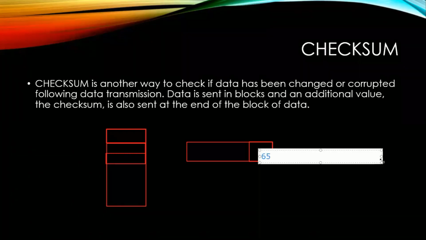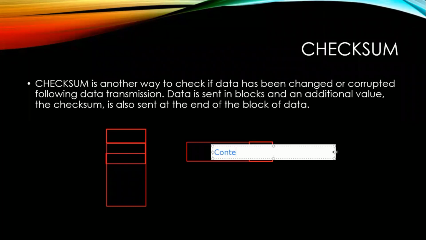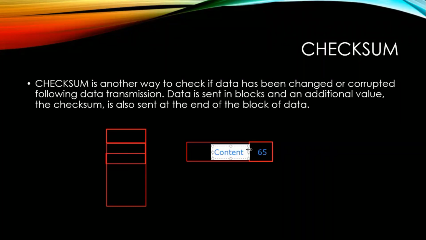So let's say 65 is the checksum value, and the data or the content is here, right? And remember that the checksum value is computed from the content. We're going to look at a particular algorithm in a few minutes that makes use of checksum. Maybe checksum can be adding the sum of ASCII values multiplied by the position of each character.